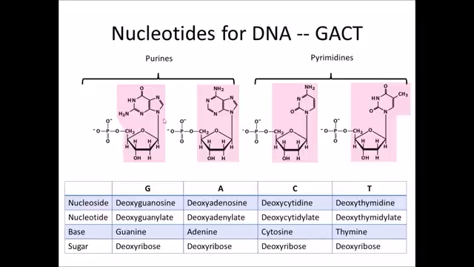So this is the base, this is the sugar. A nucleoside is made up of a base and a sugar. A nucleotide is made up of a base, a sugar, and a phosphate. In DNA, the sugar is deoxyribose. In RNA, we'll see that it's ribose, so in DNA, it's missing an oxygen here on the 2' position.